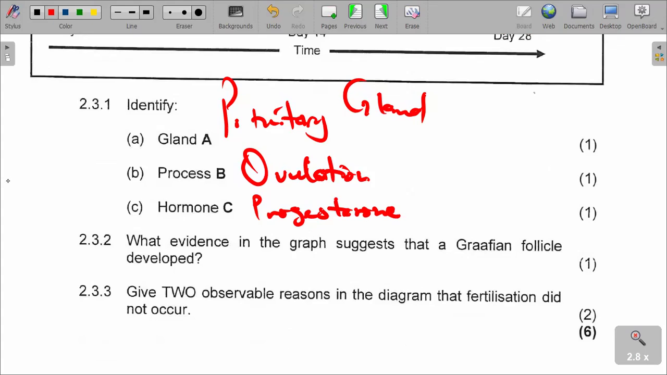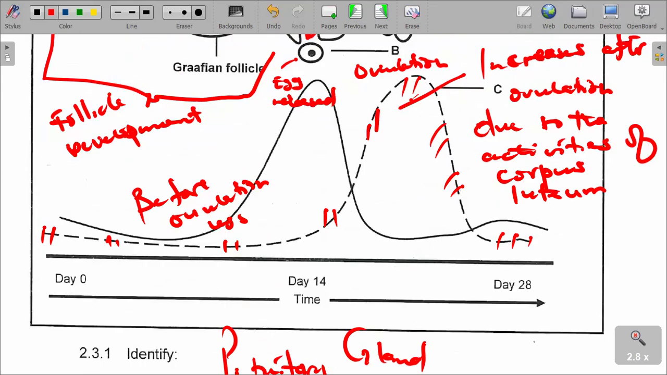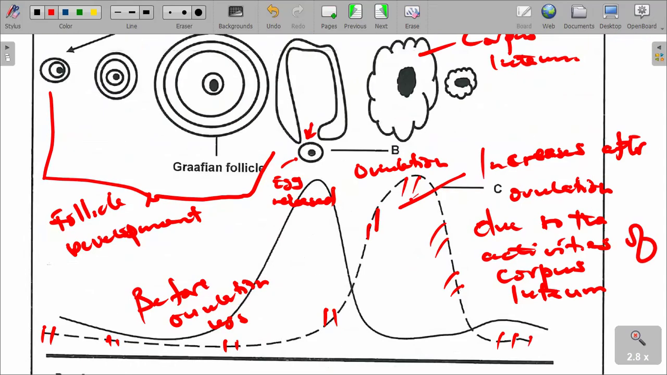2.3.2. What evidence in the graph suggests that a Graafian follicle developed? What shows that a Graafian follicle developed? What evidence from the graph suggests that a Graafian follicle developed?